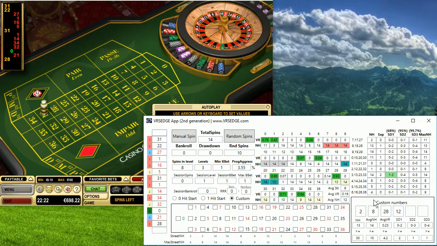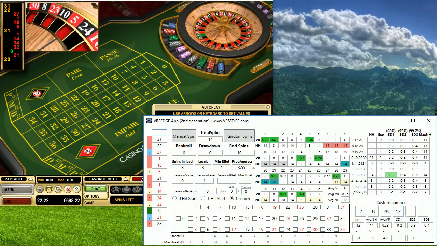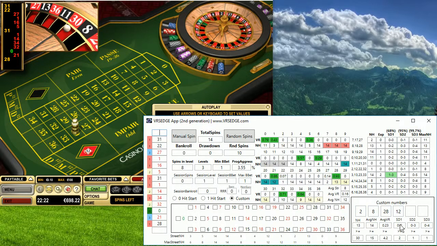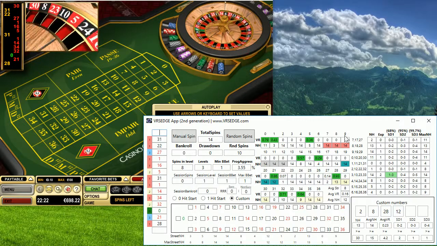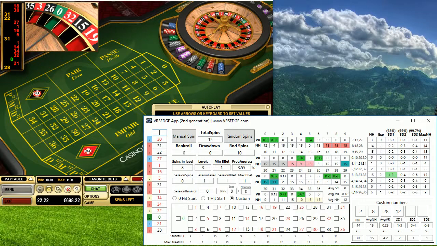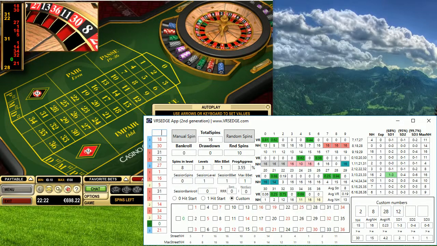You can see here that I entered custom numbers: 2, 8, 28, 12. I just selected these numbers. I know they also play relatively well together as a number pattern, but I just want to show you how these four numbers are evaluated with the VRSEDGE app, and we can maybe consider betting if there is something positive or interesting for us.